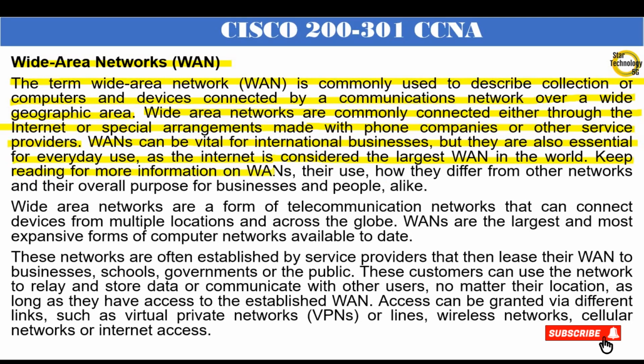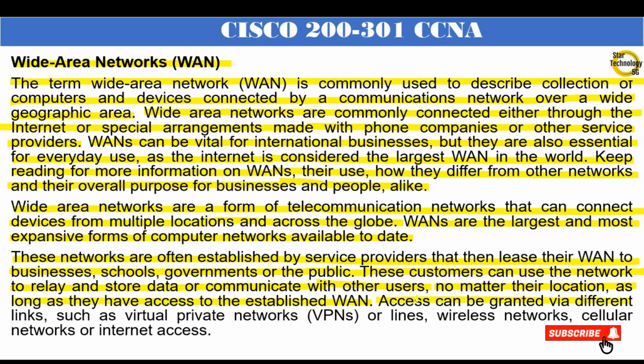Keep reading for more information on WANs, their use, how they differ from other networks and their overall purpose for businesses and people alike. Wide area networks are a form of telecommunication networks that can connect devices from multiple locations and across the globe. WANs are the largest and most expansive forms of computer networks available to date. These networks are often established by service providers that then lease their WAN to businesses, schools, governments, or the public. These customers can use the network to relay and store data or communicate with other users, no matter their location, as long as they have access to the established WAN.